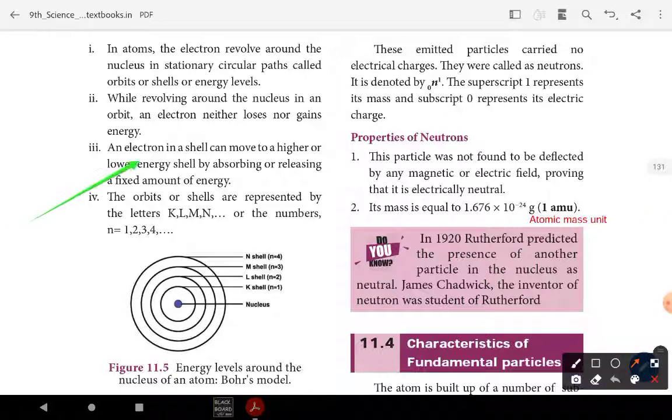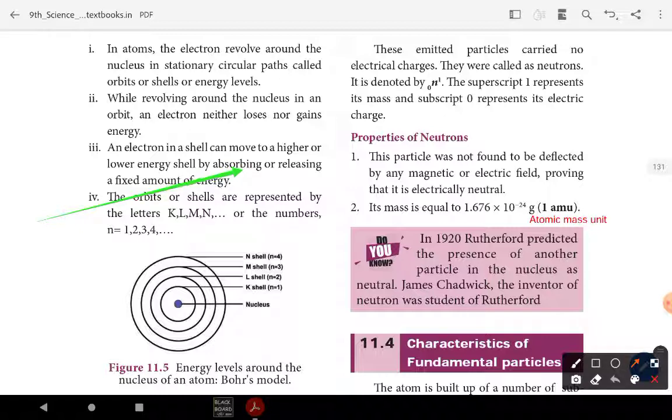An electron in a shell can move to a higher or lower energy shell by absorbing. So higherக்கு போகும்போது, n is equal to 1லேருந்து n is equal to 2க்கு போகுதுன்னு வச்சுக்கோங்க. From n is equal to 1 to 2 or 2 to 3 or 3 to 4 அப்படின்னா என்ன, ஹையர் எனர்ஜி லெவலுக்கு போகுது. அப்போ ஹையர் எனர்ஜி லெவலுக்கு போகணுன்னா it will absorb the energy. ஒரு குறிப்பிட்ட அமௌண்ட் ஆஃப் எனர்ஜி அப்சார்ப் பண்ணி ஹையர் லெவல் எனர்ஜிக்கு போகும்.